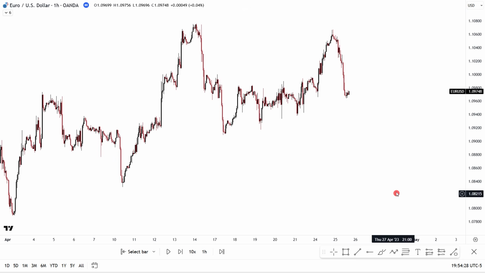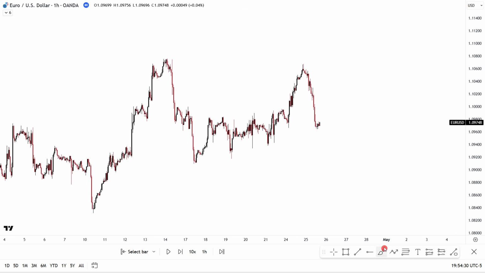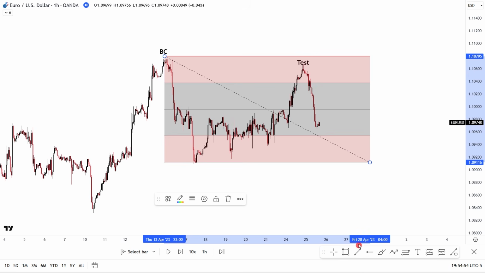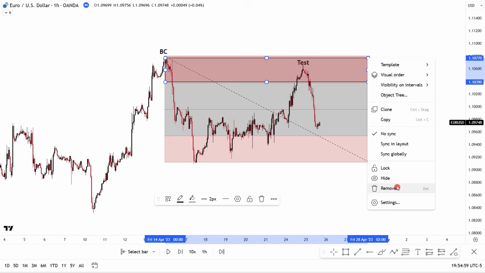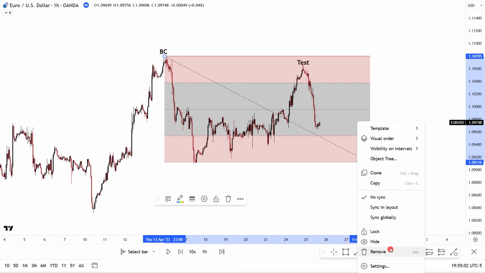So let's take a look at a top-down example. So what do we have here? We have a test. And this test is derived from this buying climax. So all it is, it's a test of an extreme. So when you pull out your fib, this is price testing the extreme. So you can highlight it or just label it. Doesn't matter.